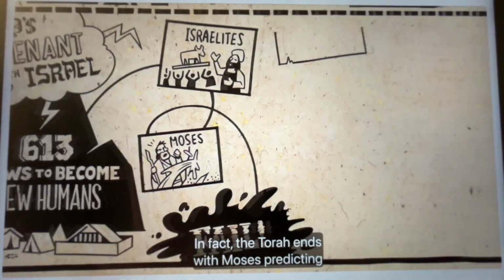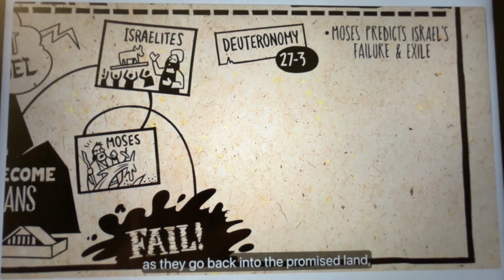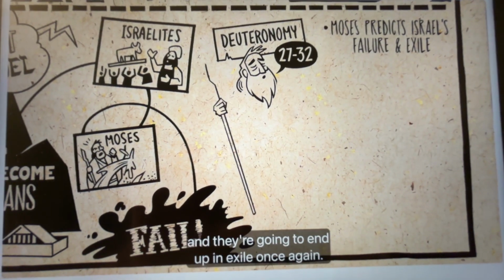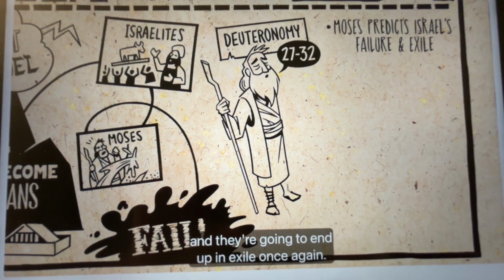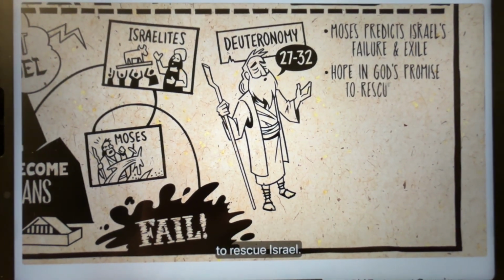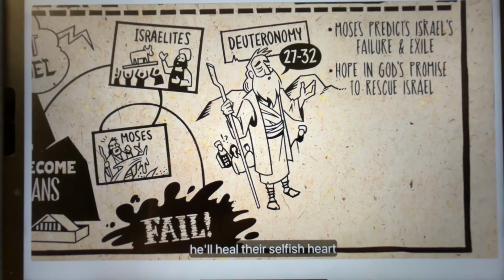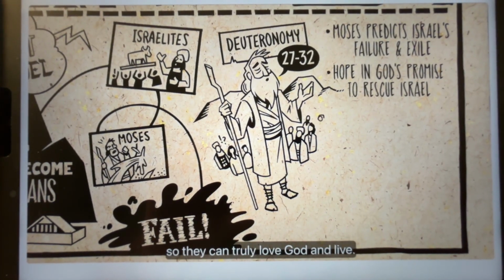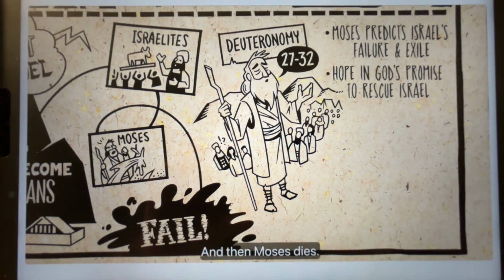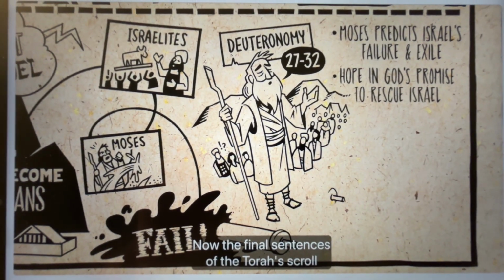In fact, the Torah ends with Moses predicting that Israel's failure will continue as they go back into the promised land, and they're going to end up in exile once again. But he has hope that God will fulfill his promise to rescue Israel. One day he will cover for their failures. He'll heal their selfish hearts so they can truly love God and live. And then Moses dies.